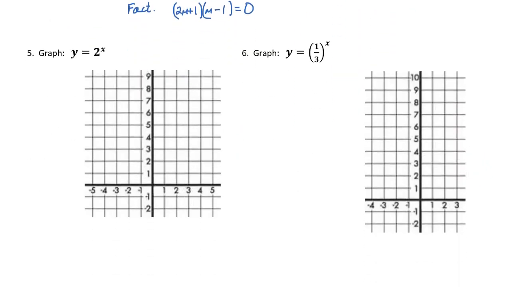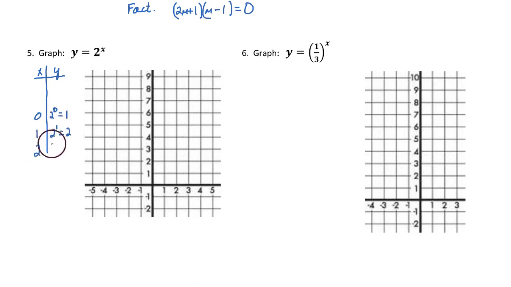Number 5, we're asked to graph this equation. This is called an exponential equation. And all equations can be graphed by making an xy table, choosing numbers for x, plugging them in, and finding the answers for y. One of the numbers you should choose is 0. 2 to the 0 power makes 1. Another number you should use is 1. 2 to the 1st power makes 2.